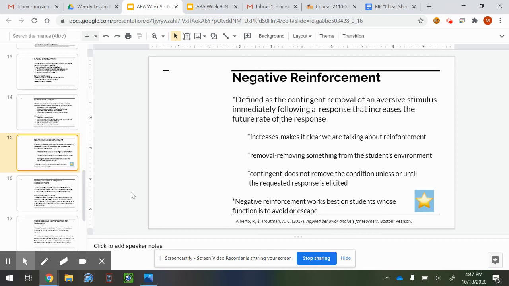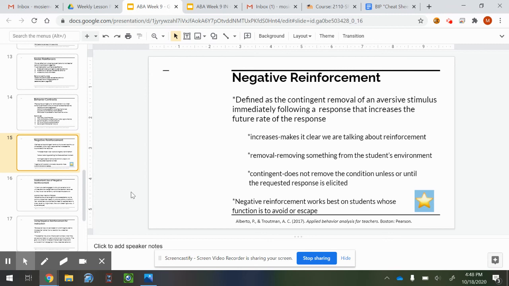But this time, instead of putting something into the environment or giving the student something, we are removing something from the student's environment. It still requires a contingency, so it's still contingent. We don't remove the condition unless the student responds the way that we have requested. So this time you're just taking away something from the environment, and then if they respond in the correct way, then they will be rewarded. But we don't remove that condition until they have met that request.